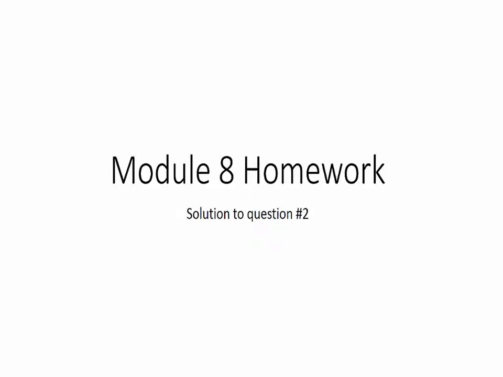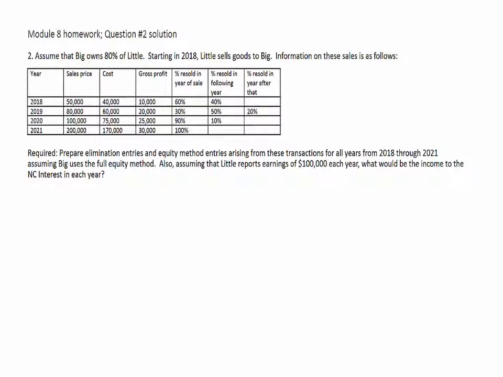Let's go ahead and run through the solution to the second homework problem from Module 8 on intercompany inventory sales. So question 2, assume that Big owns 80% of Little. Starting in 2018, Little sells goods to Big. Information on those sales is as follows. Okay, so first and foremost, this is an upstream transaction, which means the non-controlling interest will be involved.